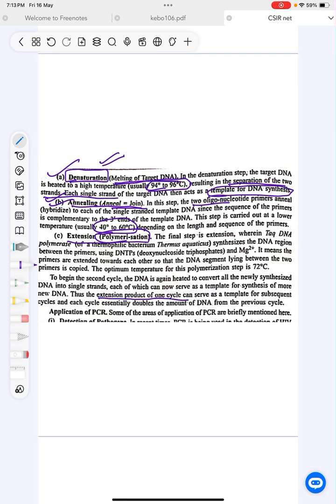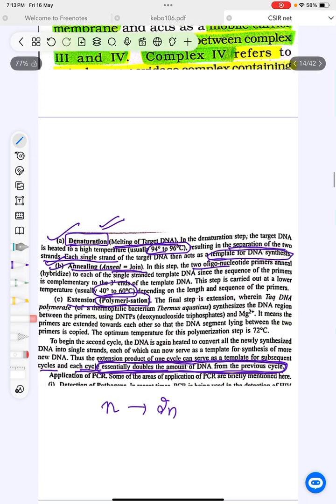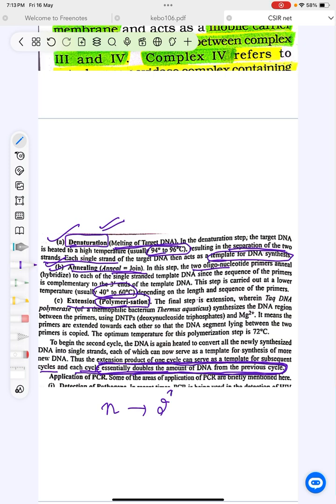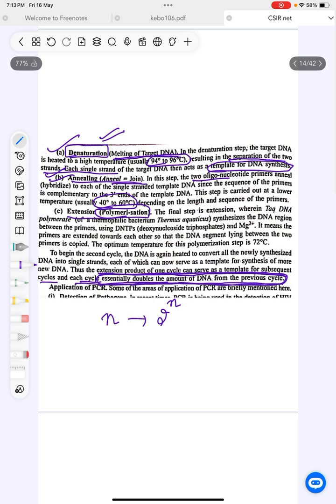When the extension product of one cycle can serve as a template for the subsequent cycle, each cycle, this is important, essentially doubles the amount of DNA from the previous cycle. From this we can conclude that it doubles the DNA. For example, if n is the number of cycles, it is going to form 2 to the power n. For example, if 3 cycles occur, then 2 to the power 3 will form 8.